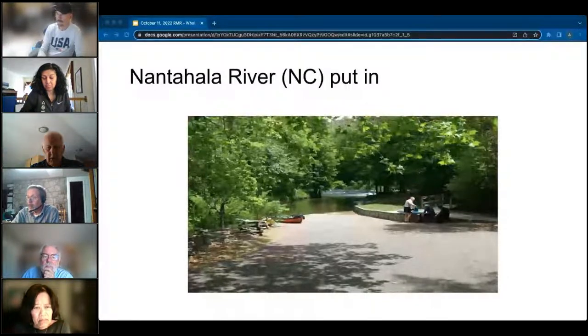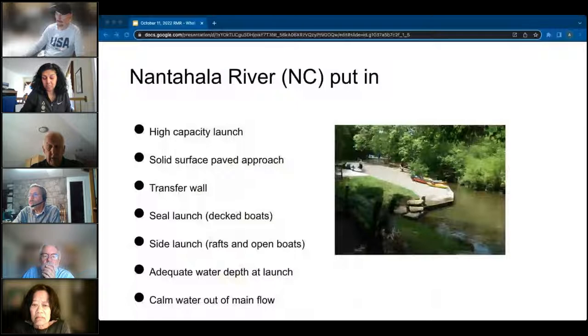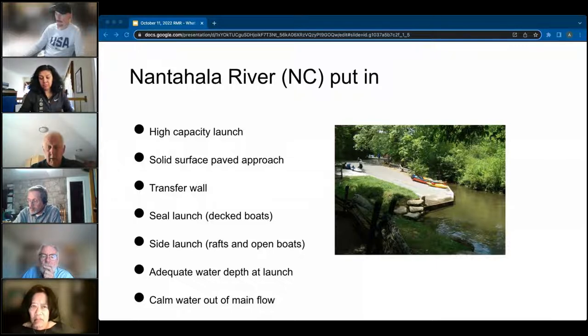Next image shows a little bit of a different view from that. Take note of that retaining wall there on the right. You don't see it in this picture, but the edge of the grass is a retaining wall where you can transfer into your boat and do a seal launch in the case of a kayak. Or there's a very comfortable grade difference between the concrete walkway and the water surface, where you can get into your canoe while bracing against the gunwales and paddle and shore for stability.